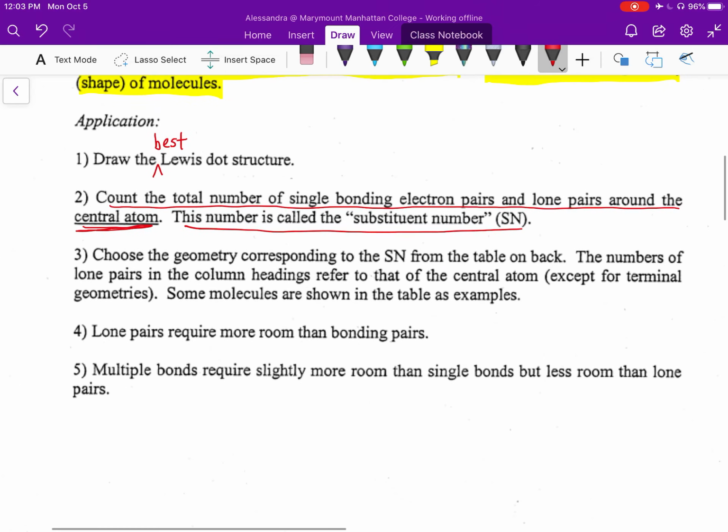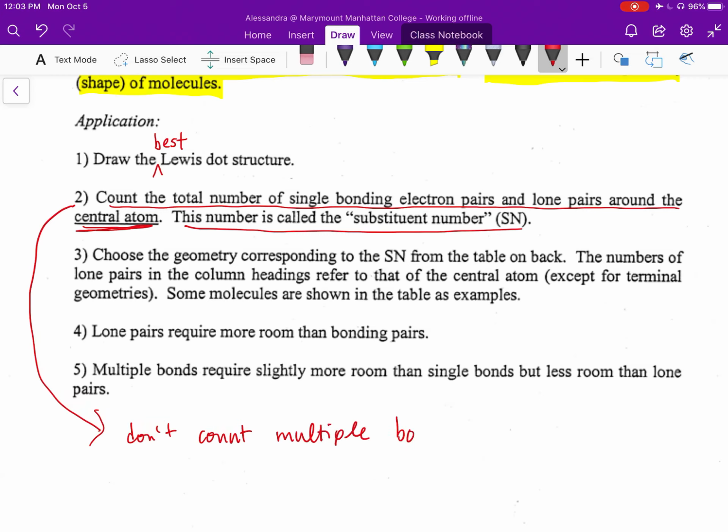One thing that you should always be aware of when you're determining the substituent number is that you don't count multiple bonds as multiple substituents. That's very important. That's really the only trick to it. So a double bond or a triple bond counts the same as a single bond.